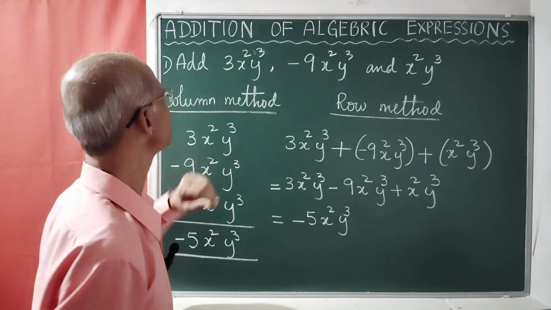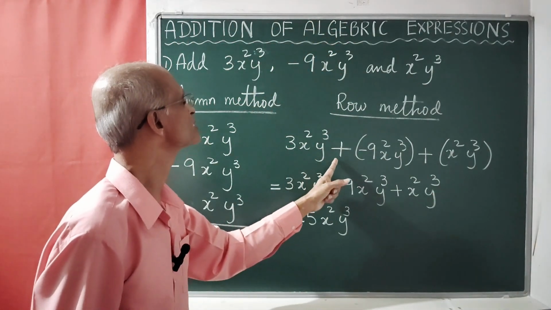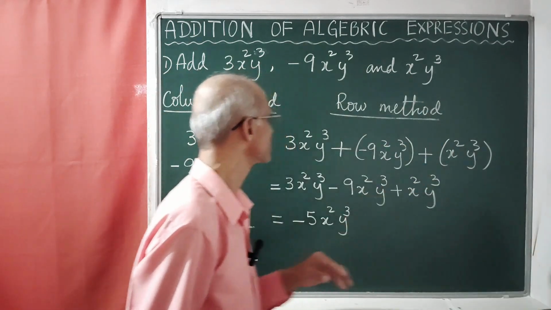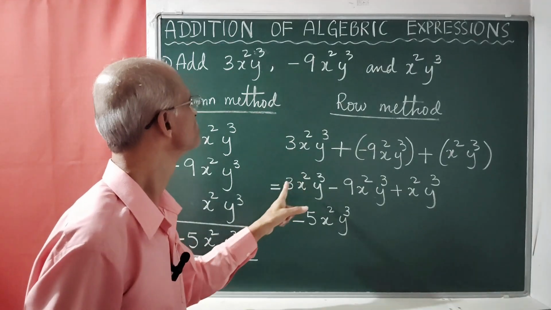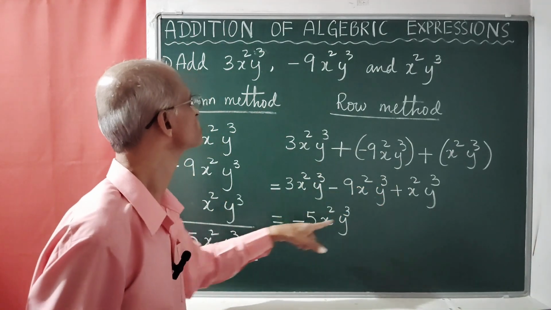In the row method, write these terms in a row by putting one plus, next term within the bracket, plus next term within the bracket. Second step is you have to open the brackets. Open the brackets. Then you have to solve the numbers.